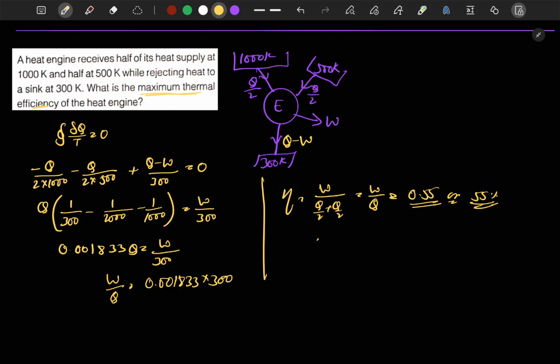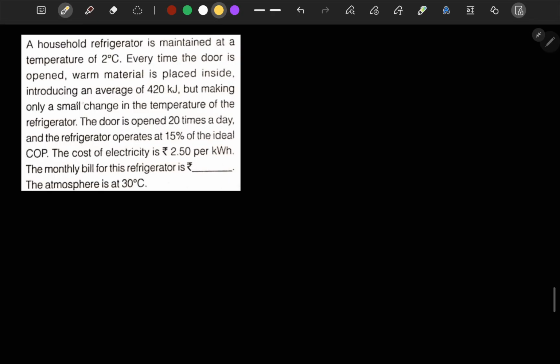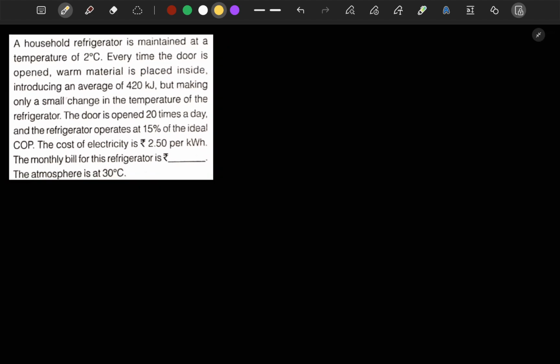Next we will be moving to our next question. It is mentioned that the household refrigerator is maintained at a temperature of 2 degrees Celsius. Let's first draw the diagram for refrigeration. So this is our refrigeration diagram. It is said that the temperature is maintained at 2 degrees Celsius, so let's say TL is equal to 2 degrees Celsius, which will be 275 Kelvin.